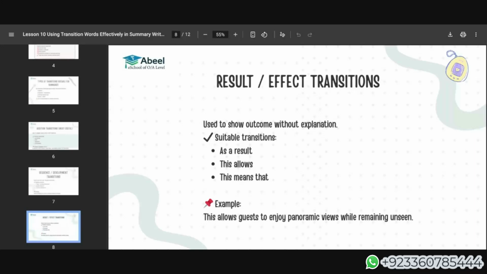An example can be, this allows guests. कोई point आपने दिया है और आप उसके result में you are using this transition word, this allows guests to enjoy panoramic views while remaining unseen.